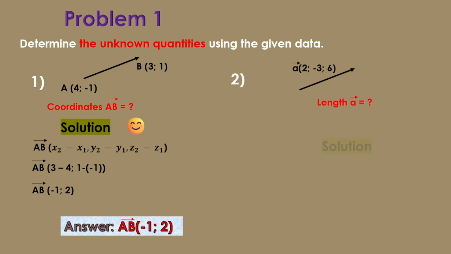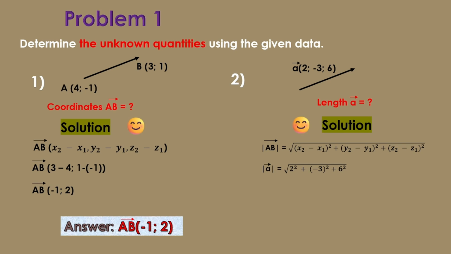In the second picture, we are asked to find the length of a vector. Well, using the same formula to find the length of a vector, we substitute 2 instead of x2 minus x1. We substitute -3 instead of y2 minus y1. And instead of z2 minus z1, we substitute 6. And we will have that the length of this vector is the square root of 49. And the square root of 49 equals 7.